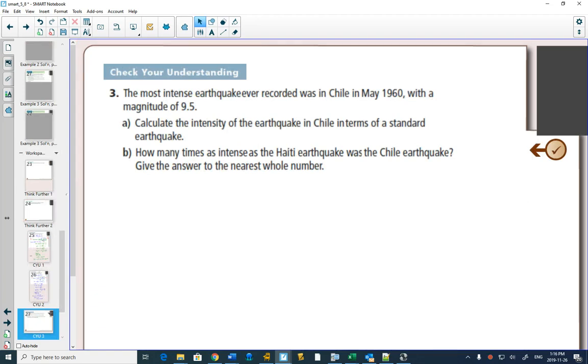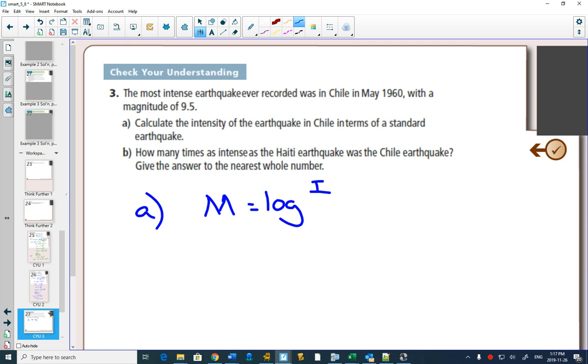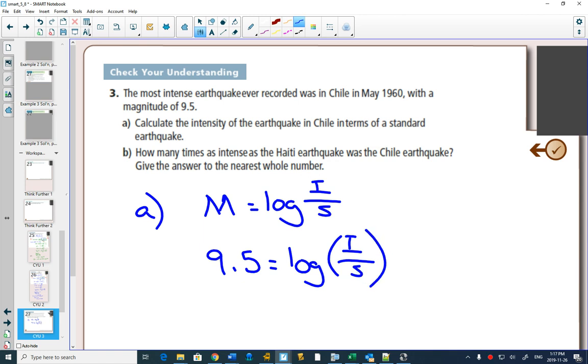So we'll look at the question. The most intense earthquake ever recorded was a 9.5 in 1960. Calculate the intensity in terms of a standard earthquake. So again, on an exam, you would be given the formula. And each of the things would have been given and explained to you. Now, in this question, the magnitude is 9.5. So we could plug that in for m. And we want to solve for I.